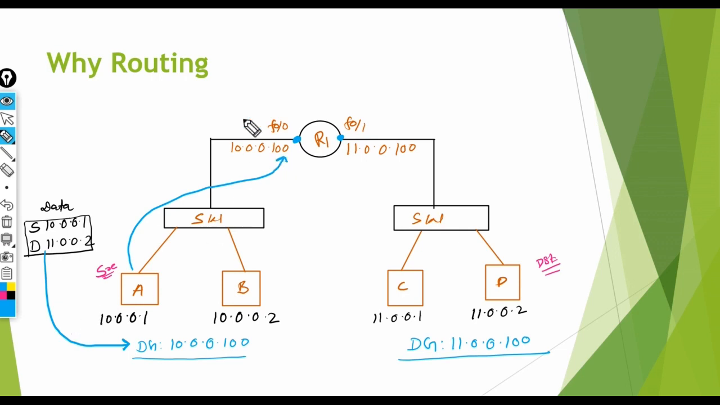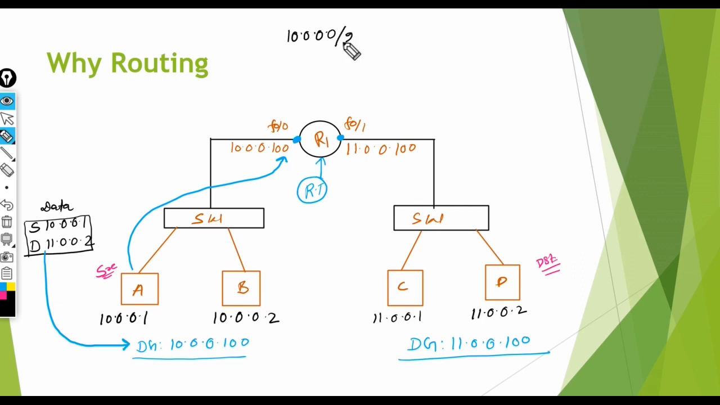Fine. After this, your router is going to perform the routing lookup by checking its routing table. Now let's see the routing table. If you see the routing table for Router 1, it will look like this: 10.0.0.0, and then it will maintain the network ID and subnet mask.